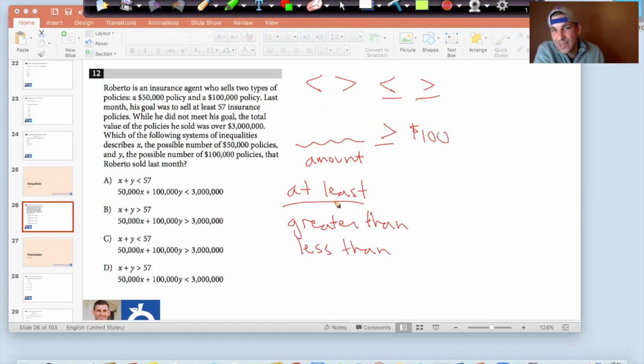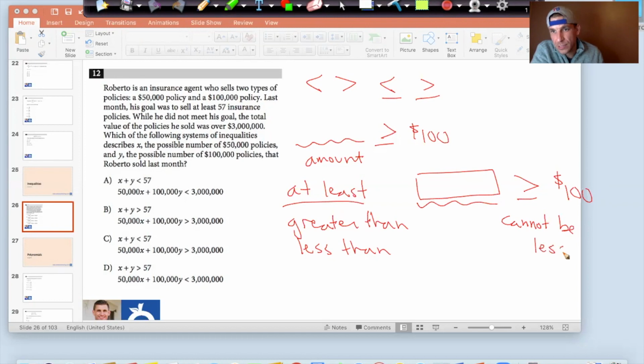And if it says something like "at least," then the amount on this side of the equation needs to be greater than or equal to 100, right? That's what "at least" is referring to. At least $100. It cannot be less than $100. So it cannot be less, right?